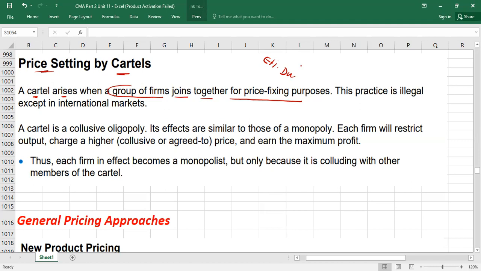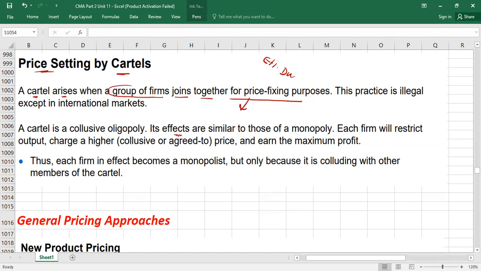So this practice usually is considered illegal, but in the international market sometimes it prevails. Please remember, under price cartels, what is the concept? When a group of firms joins together for price fixing purposes. So what will be the effect if they fix the price?